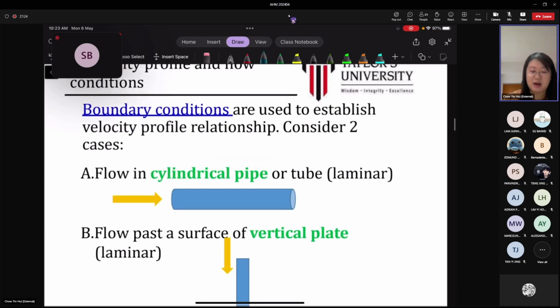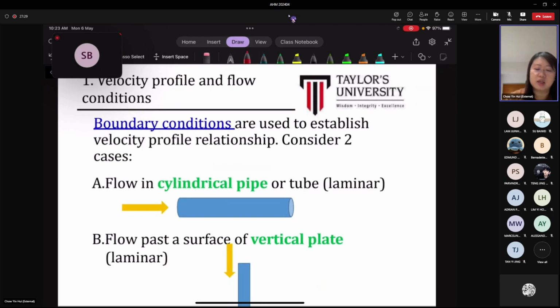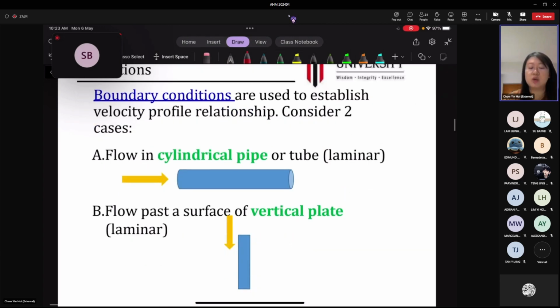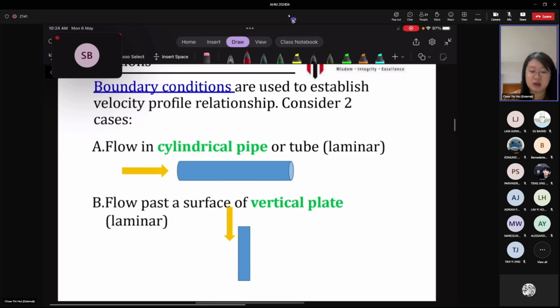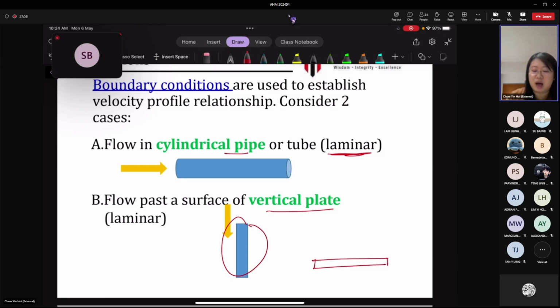Okay, now, for today, most of the things that we'll discuss are because the velocity profile will also be affected by the geometry, as you can see just now when we had pipe flow and when we had the plate. So for the lecture today, we are going to look at the flow condition for two types of flow. If we have a pipe flow, we are focusing on laminar flow. And then also flow past a vertical plate. What we looked at just now is a horizontal plate. So what if it's a vertical plate? How does the velocity profile look like?